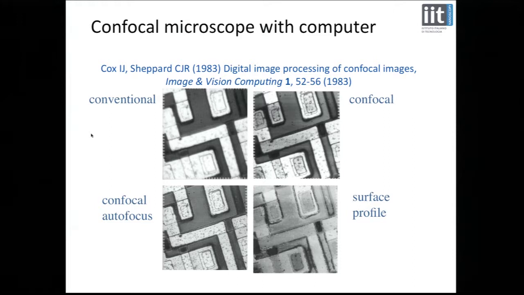Right, now, I mentioned that our first system didn't have a computer. Eventually, we did get a computer. I mentioned this student last time, Ingemar Cox. He was a graduate in computer science, and his PhD project was to hook up a computer with our microscope. So these are some of his results. This paper in 1983 describes, I think, the first confocal microscope with a computer, showing how you can get optical sectioning and all these things.